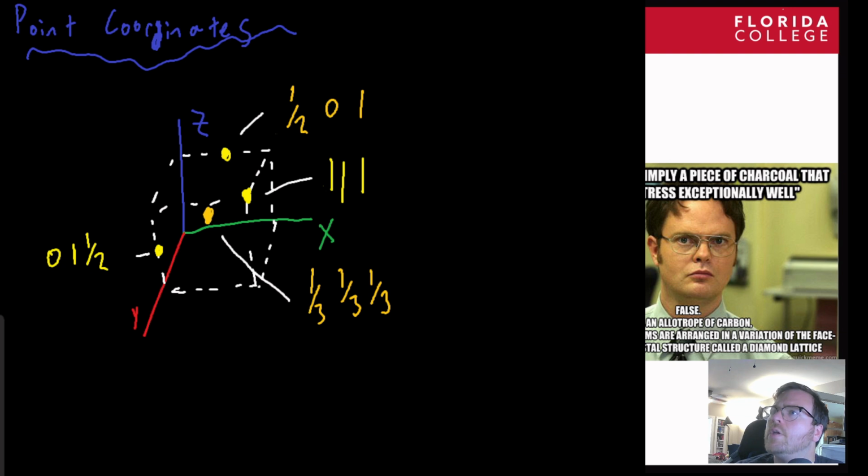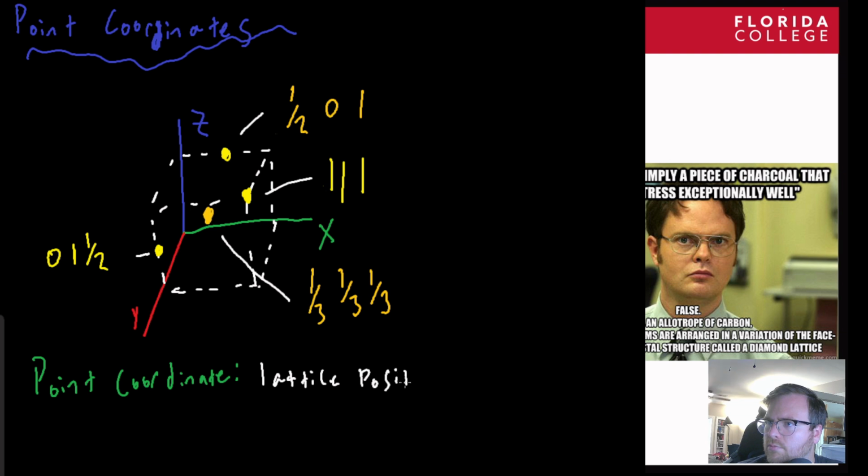Okay. So I'm just going to say point coordinate. And if I were to define that for you, a point coordinate is just a lattice position in a unit cell. I think my handwriting is getting slightly better. You might disagree with me. I wrote unit there pretty rough, but I'm doing my best, y'all.